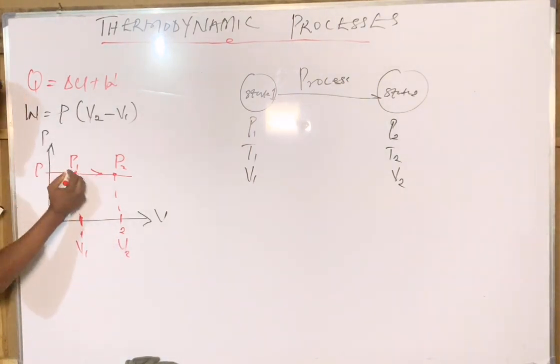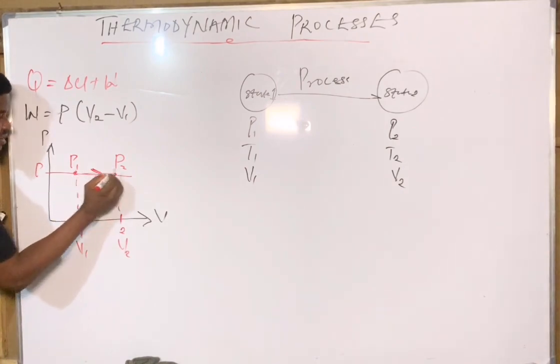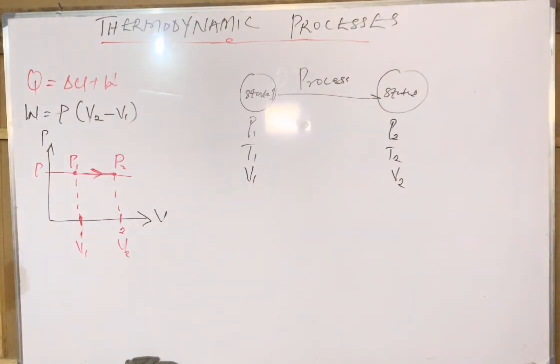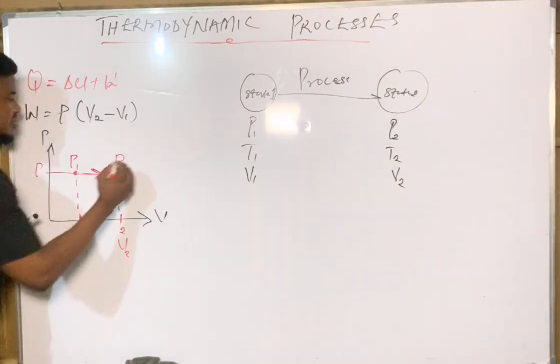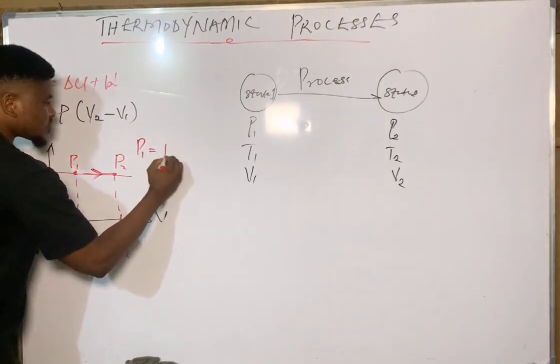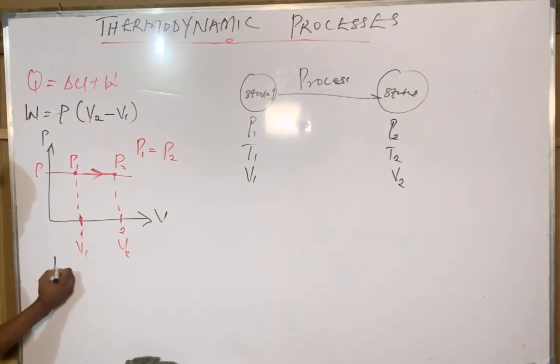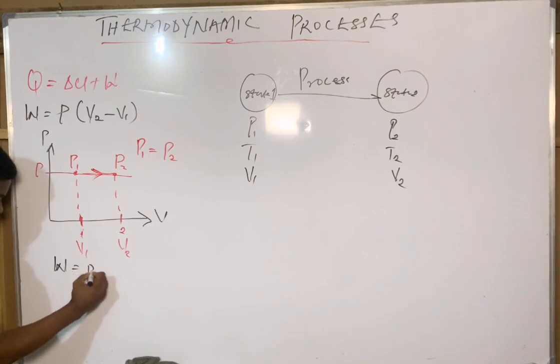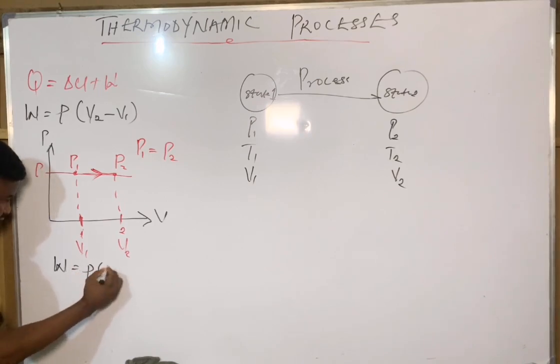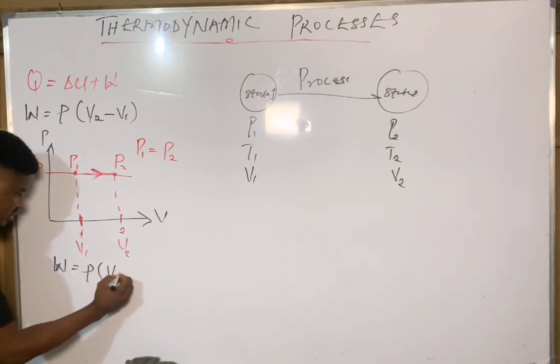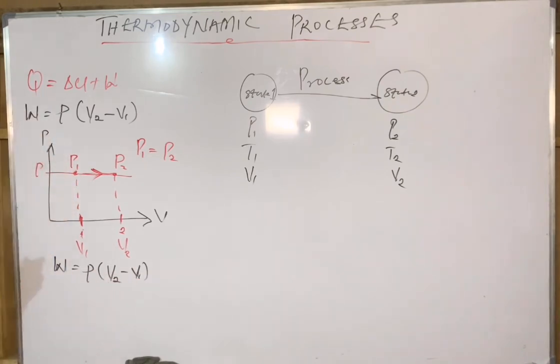Since the pressure remained the same, we simply say this process is an isobaric process. So for an isobaric process, this simply means that P1 is equal to P2. It is simply called a constant pressure process. Therefore, mathematically, for an isobaric process, the work done is going to be equal to pressure times change in volume. So it still remains P multiplied by V2 minus V1. This still remains the work done.